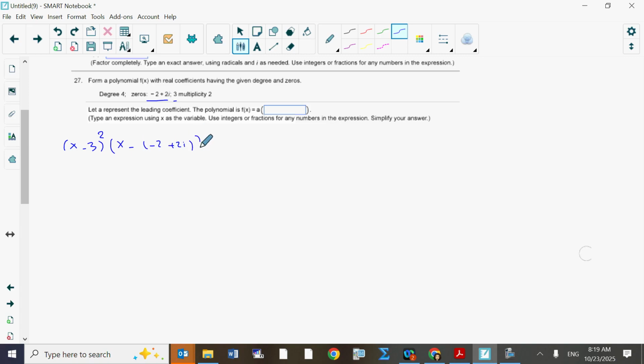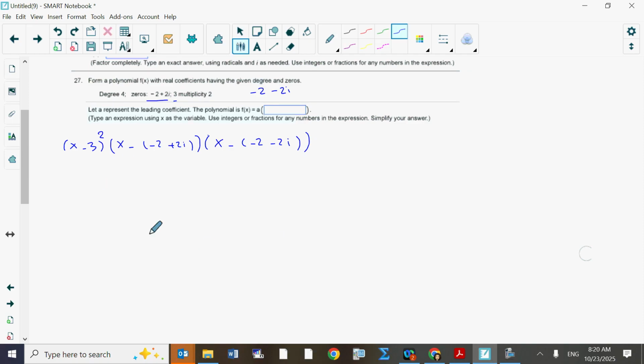This is one factor. However, if you have a complex 0, you always will have the other 0 as this way. So one 0 is this, the other one will be negative 2 minus 2i. This is called the conjugate of this complex number. So if you have a complex number as a 0, the conjugate of that will also be a 0 of the function. So I'm going to write x minus negative 2 minus 2i. So this is the factored form of the function.